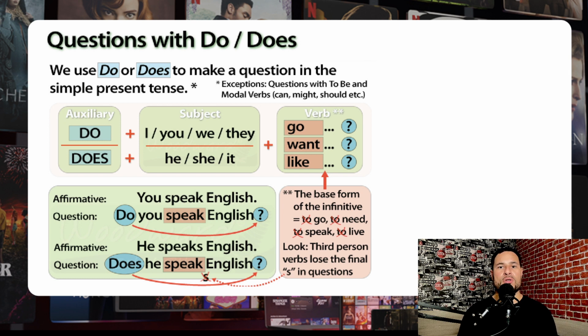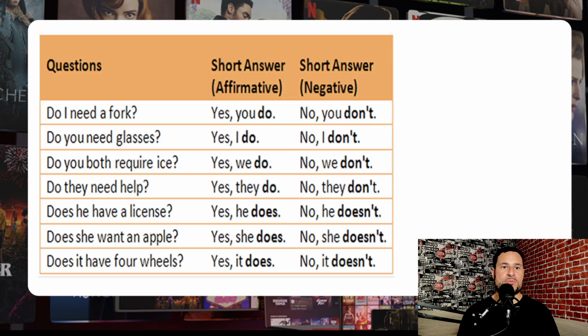For example, do you go to the movies? Do you go by car? Does he like popcorn? Does he want to go to the movies? So, you speak English. Do you speak English? He speaks English. Does he speak English? Okay, so these are the examples.